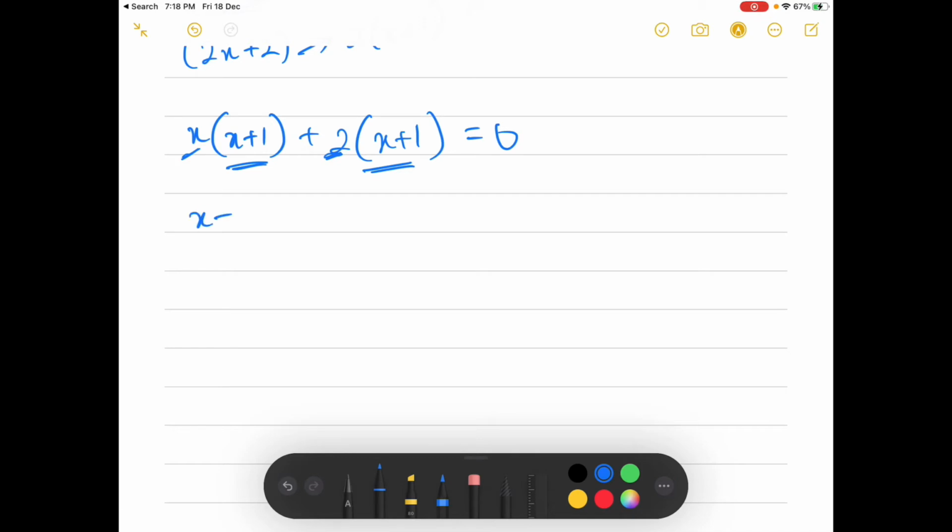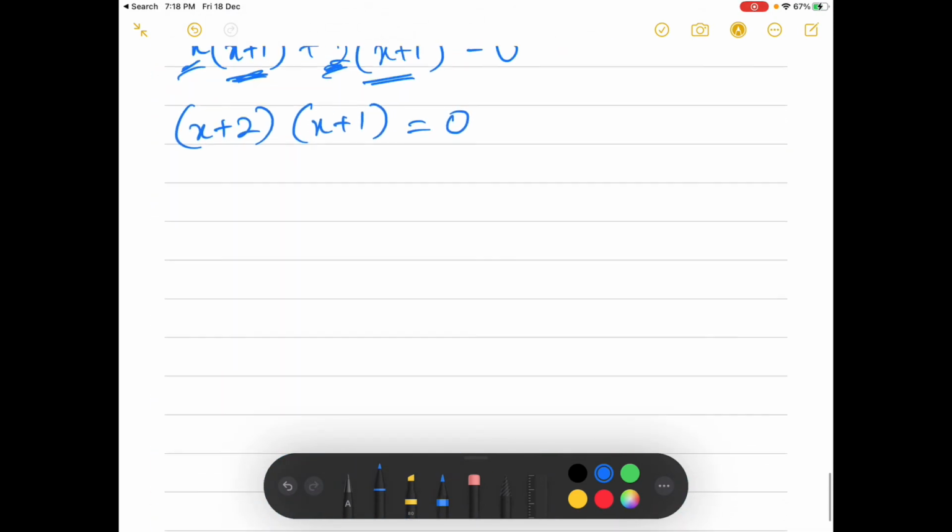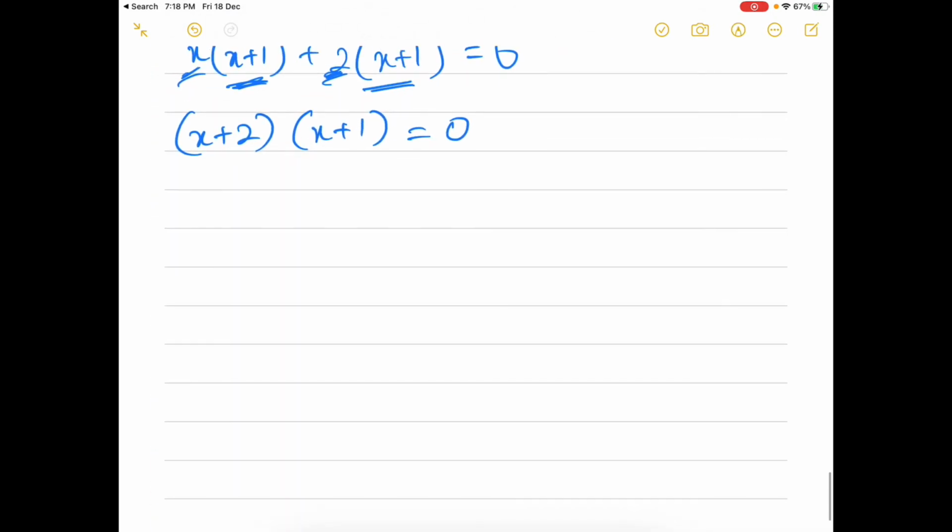So the factorization we get is x plus 2 and x plus 1, which is equal to 0. Okay, so this was how to factorize them. Now let's see how to solve this and find the value of x.